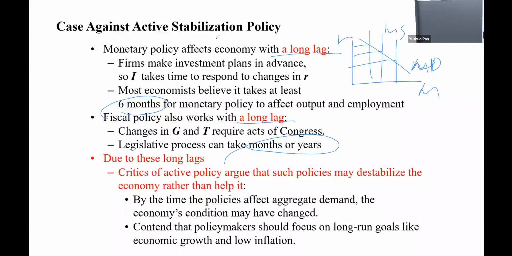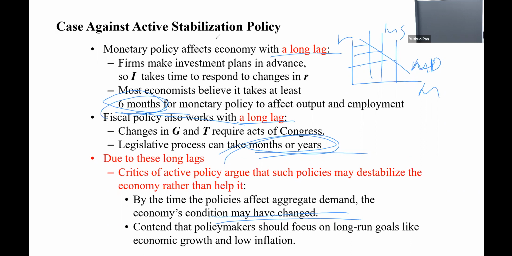So that's the argument from the critics. Due to these long lags, critics of active policy argue that such policies may destabilize the economy rather than help it. Because by the time policies affect aggregate demand, the economy's condition may have changed. Because it's going to take a longer time, right? Say even months or years. So when the Fed's or the government's policy really affects the economy, the condition may have already changed after half a year or 1 year later.